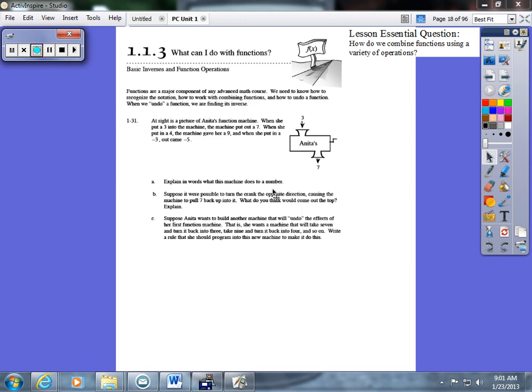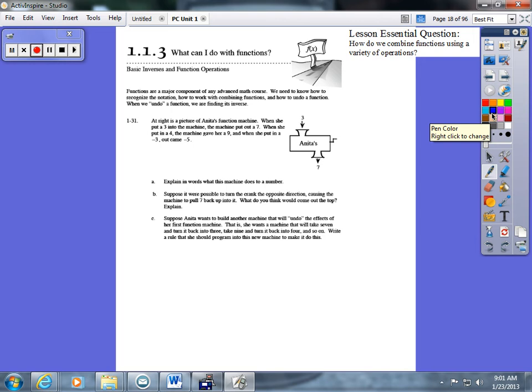Okay, lesson 1.1.3, what can I do with functions? Basic inverses, function operations. Lesson essential question: how do we combine functions using a variety of operations? Again, a lot of this will be review of Algebra 2, but there will be some new things here. First, though, we're going to talk about inverses and Anita.